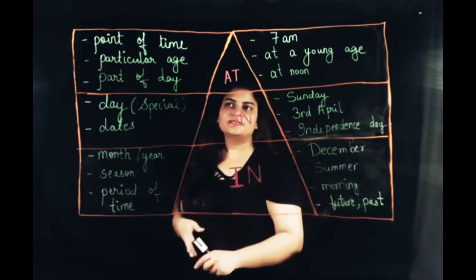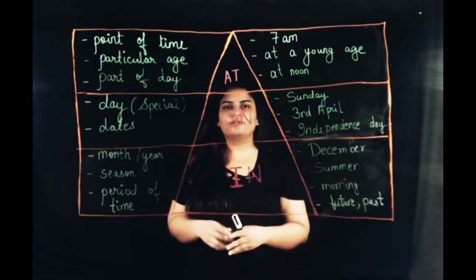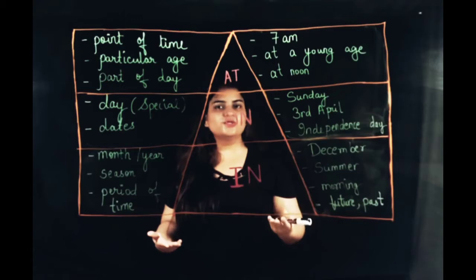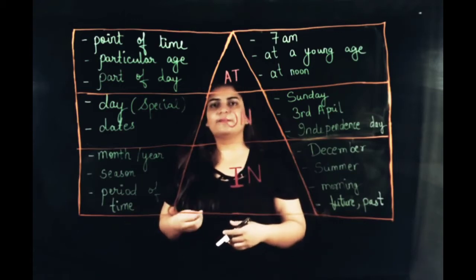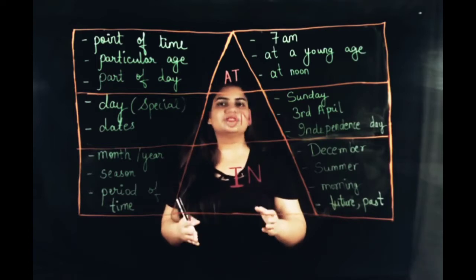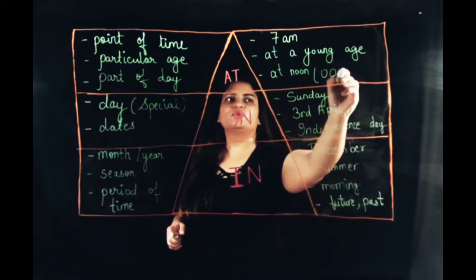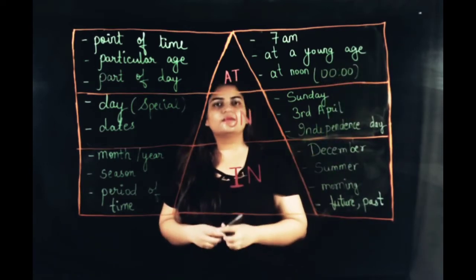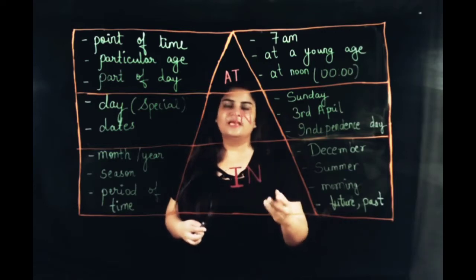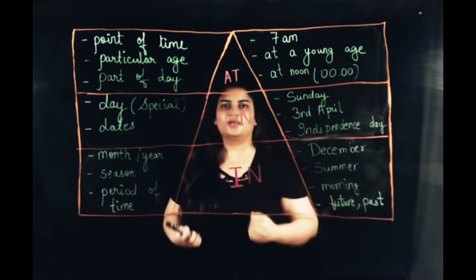The third thing is part of the day. Now which part of the day are we talking about for at? Like at noon. At noon is also a point of time. Why is it the point of time? Because we consider noon at 00.00, that is when the time in the noon is 00, and as soon as the minute is over, we call it afternoon. So that is why this is the specific time we are talking about.